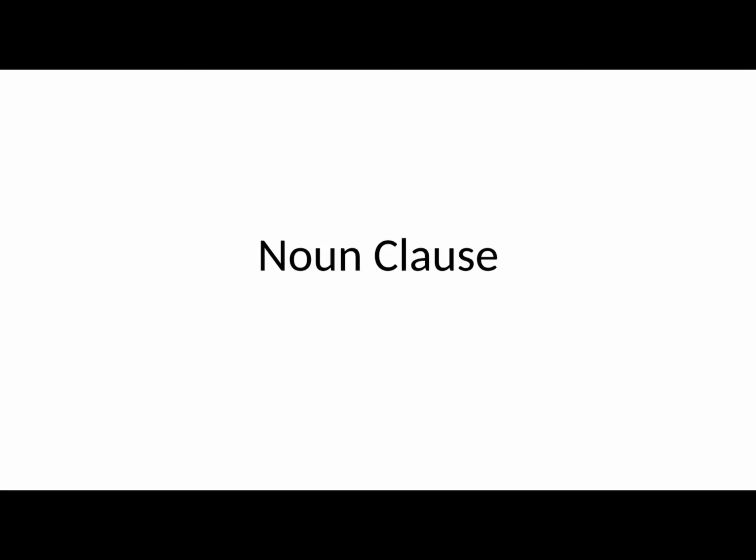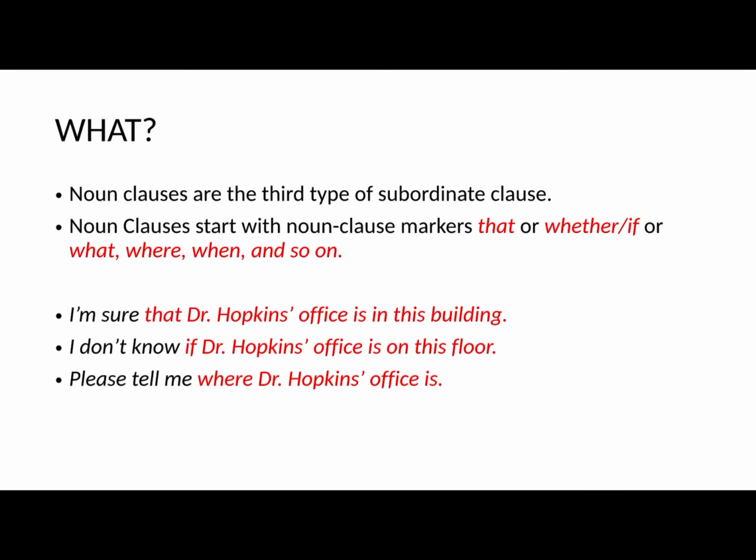We'll look into noun clauses. So what is a noun clause? Noun clauses are the third type of subordinate clause. Noun clauses start with noun clause markers: that, or whether, or if, or what, where, when, and so on.